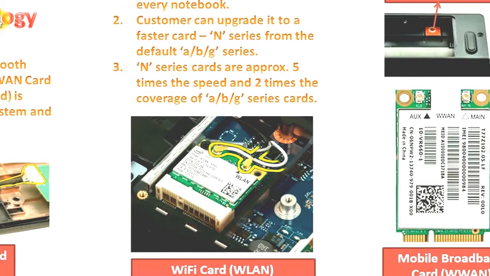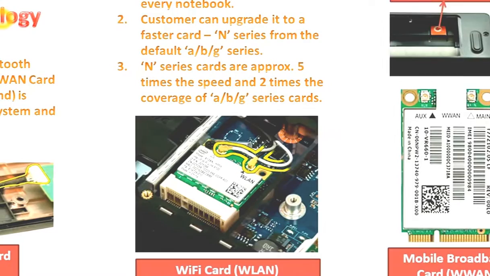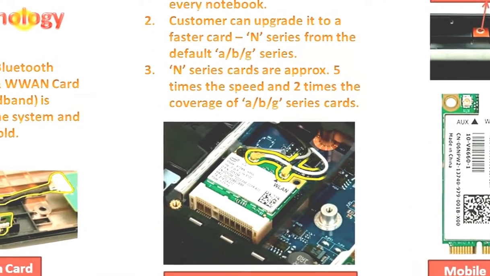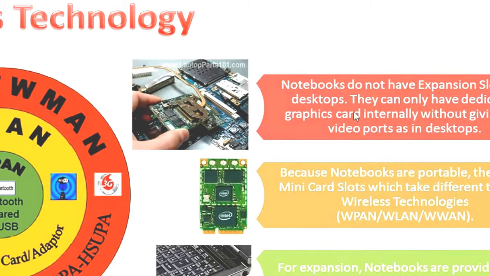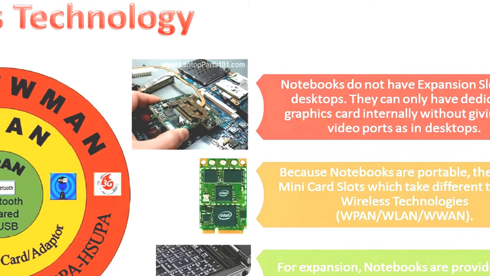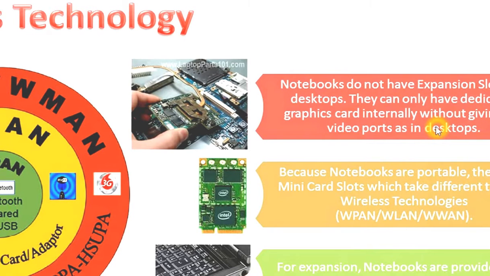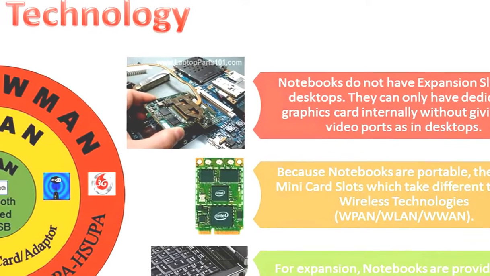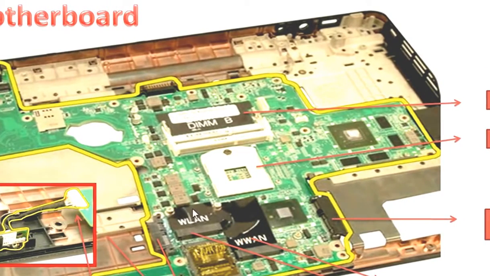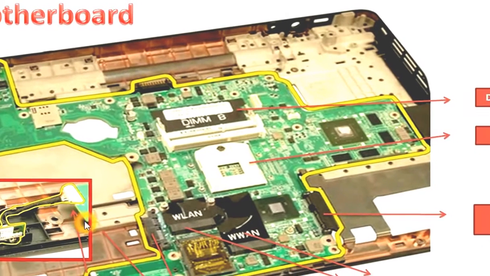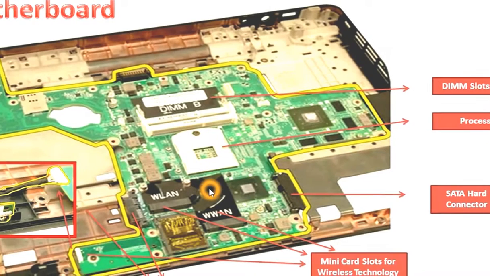So let's take a very quick recap of things. Firstly, notebooks do not have internal expansion slots, so it would not have those PCI slots or PCI type 1 slots. All it can have is a dedicated graphics card slot like this. But a dedicated graphics card in a notebook would not give ports externally, because a notebook is compact. It has got only integrated ports. But although it doesn't have expansion slots, it has got something called mini card slots for wireless technology. Here, look at that, and look at this connector for Bluetooth as well. So it has got these mini card slots for portability, for internet connectivity, and for Wi-Fi wireless technology.